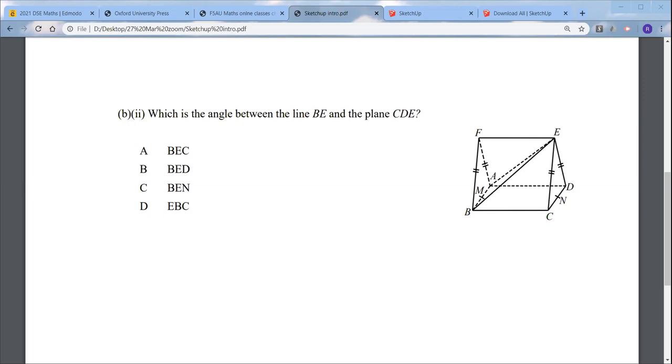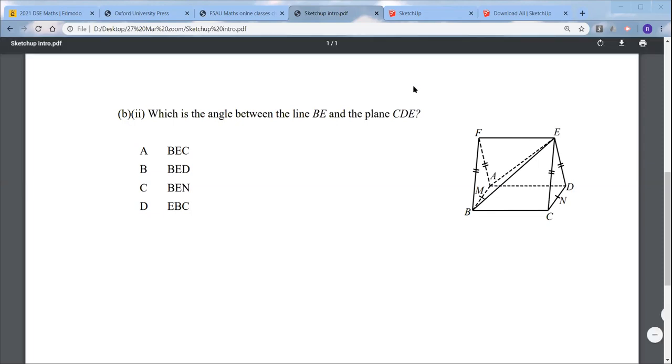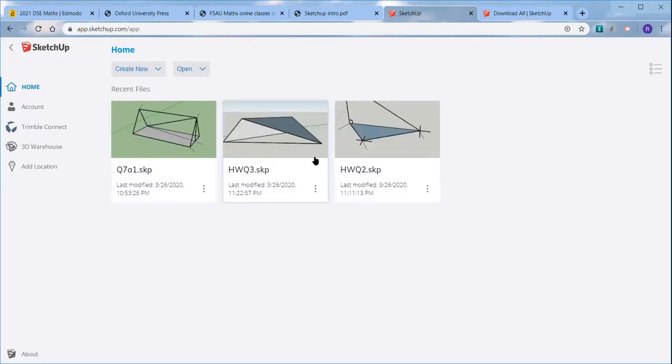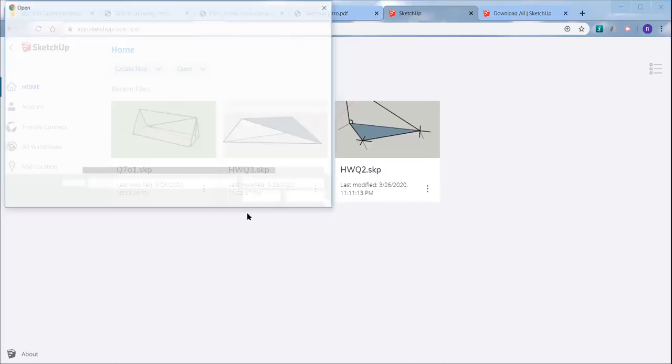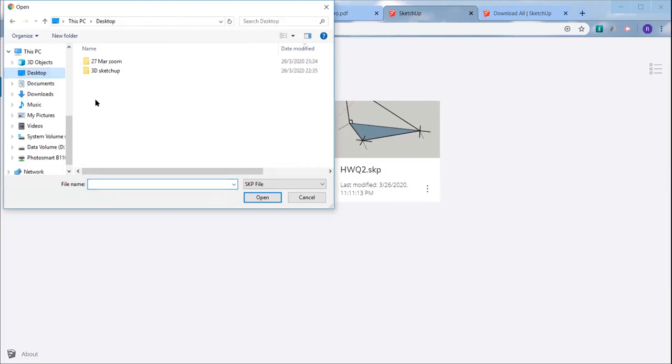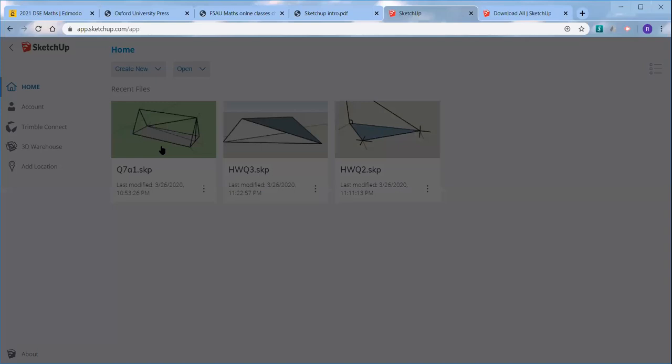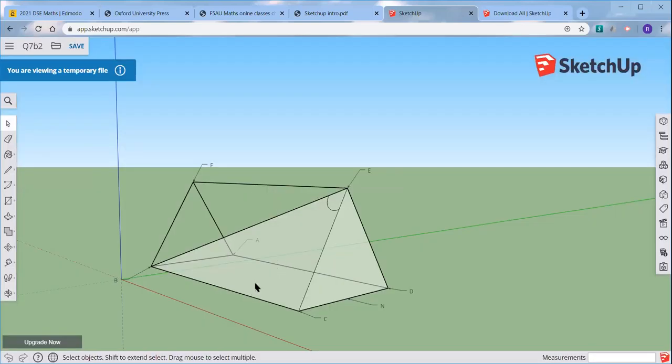Now let me show you the three-dimensional thing, shall we? The three-dimensional thing is like here. Oops, it's not here. It's on my computer. 27, right? It's here. Okay, so this is it.